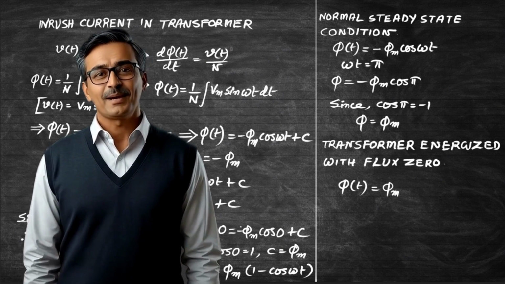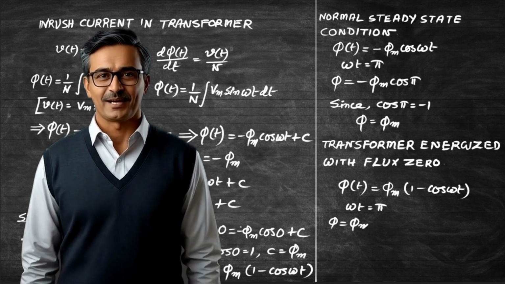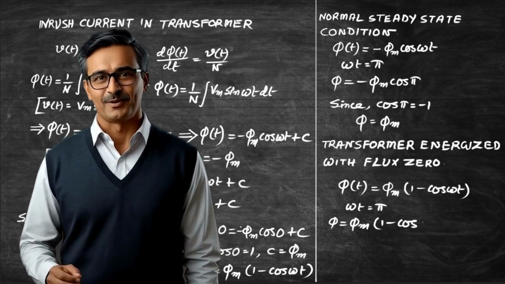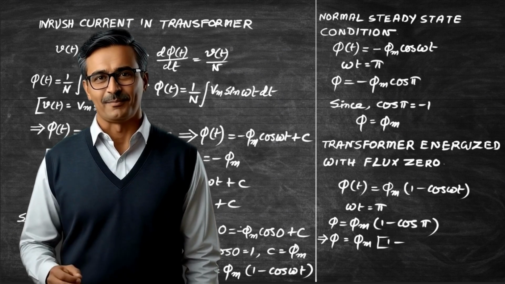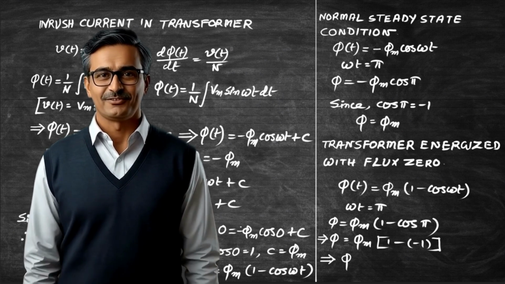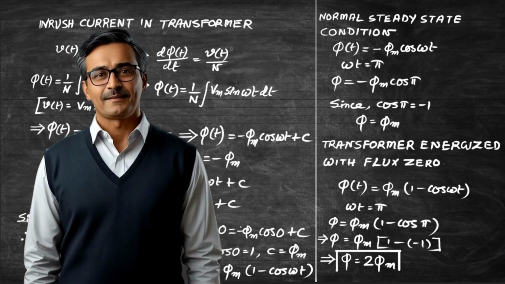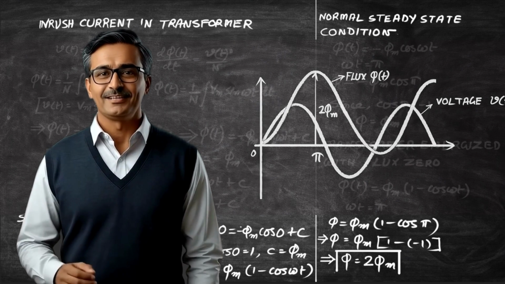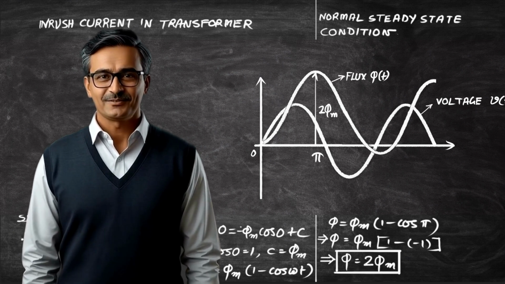But when the transformer is energized with zero initial flux, the equation becomes φ(t) = φm (1 − cos ωt). If we again put ωt = π, we get φ = φm (1 − cos π). Since cos π equals −1, this becomes φ = φm (1 − (−1)), which gives φ = 2φm. Therefore, in normal steady-state operation, the flux reaches φm after half a cycle. But when the transformer is energized with zero initial flux, the flux reaches 2φm at the end of the first half cycle.